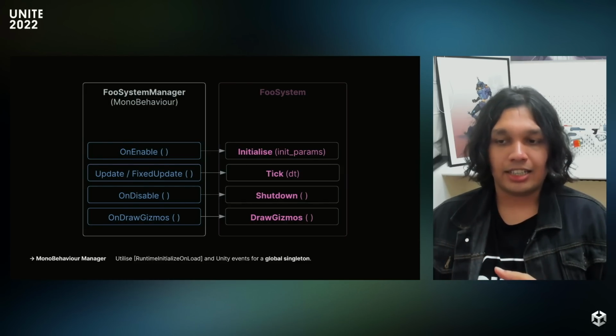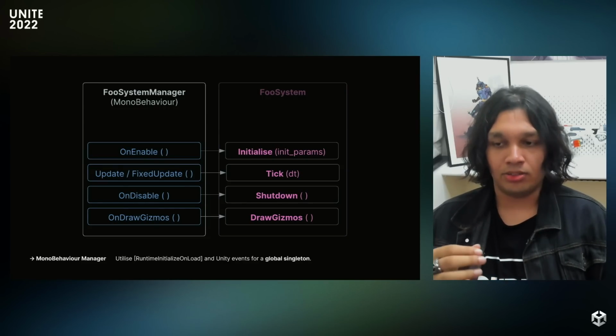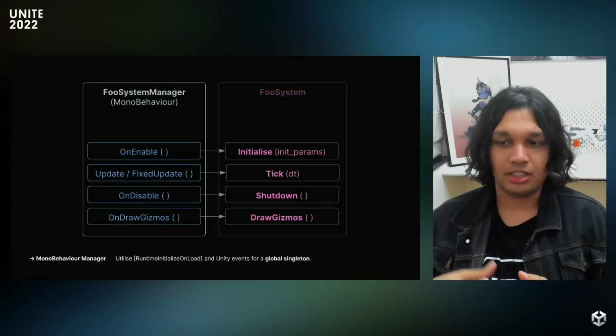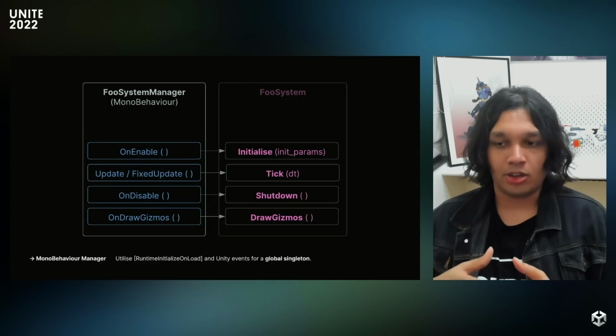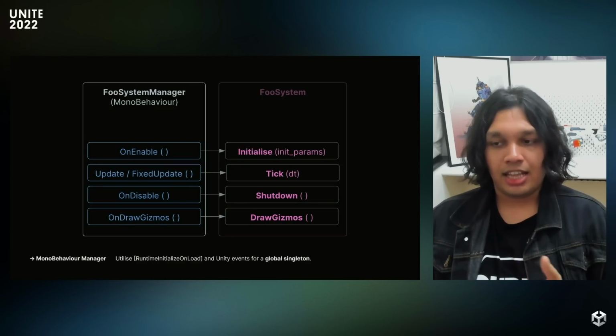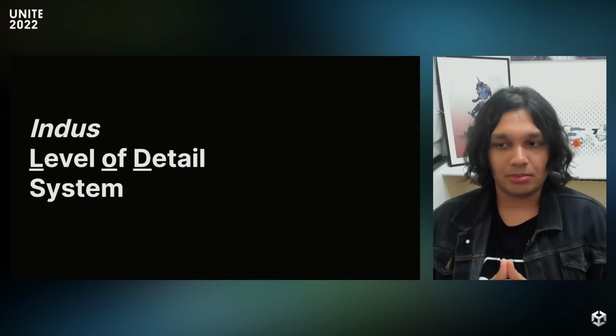And how you exactly run the system is using another MonoBehavior that we refer to as system manager. And conveniently, the initialize or shutdown or tick functionality can be executed from on enable, update, and on disable callbacks. And you can also take advantage of something like runtime initialize on load and other Unity events to make a global singleton so that you don't have to check very often whether or not the system is available, whether it's null, etc. And that, in a sense, is what a MonoBehavior system is.